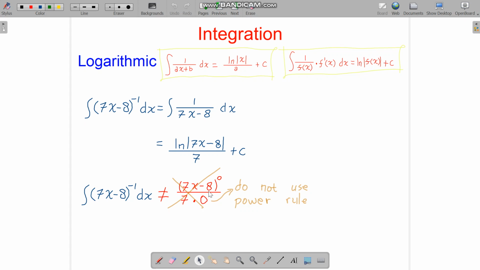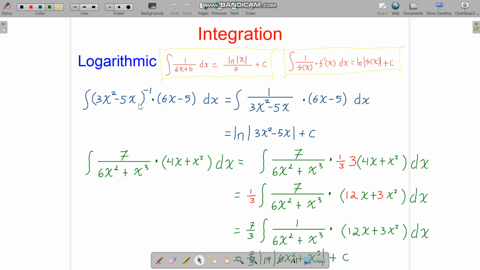We start with the division line, we write the 7x minus 8, the new power is minus 1 plus 1 is 0, divided by the new power 0, and also divided by the derivative of 7x minus 8. But the problem here is, if you divide something by 0, you get undefined. So when this happens, just remember you have to use ln. So if you try to use the power rule and you get undefined, that means you have to use a logarithm, or an ln.